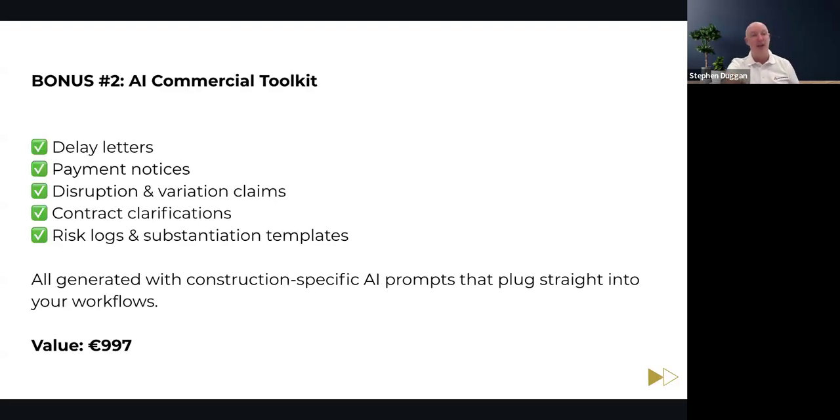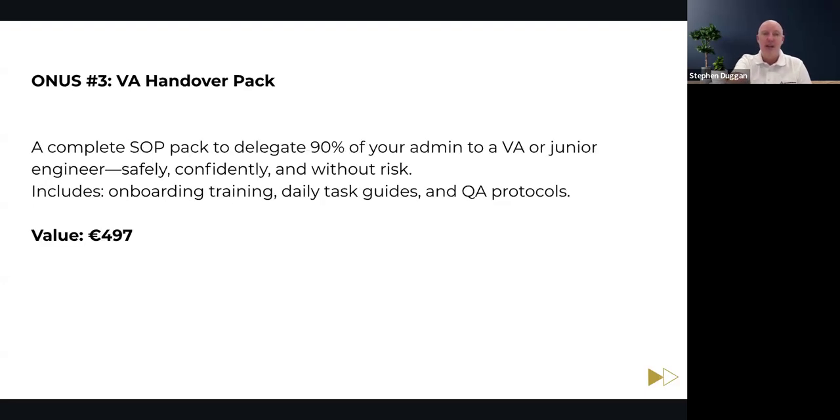Then you're going to get our full AI toolkit, so you can produce delay letters, payment notices, disruption and variation claims, contract clarifications, risk logs and substantiation templates, all generated with construction-specific AI prompts. Currently, as I record it, I'm not aware of anything in the world like this. It's cutting edge. Then we're going to give you our virtual assistant handover pack.